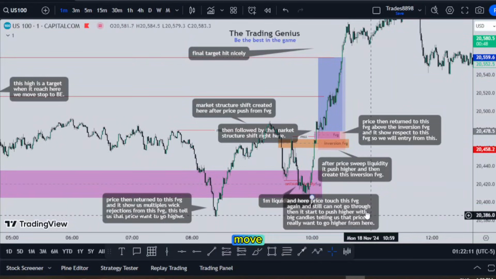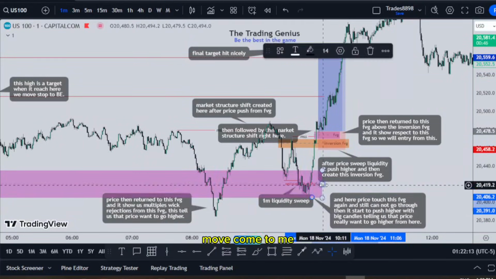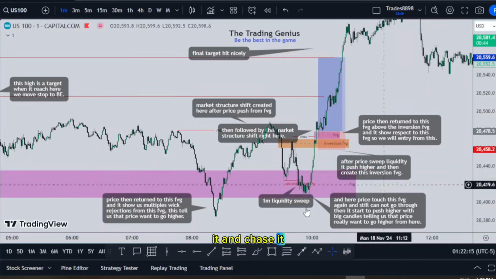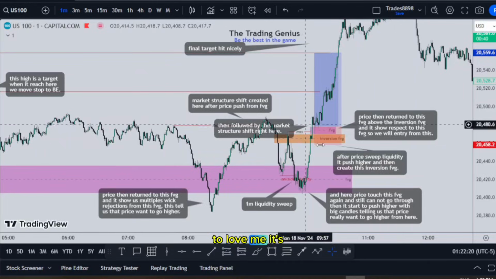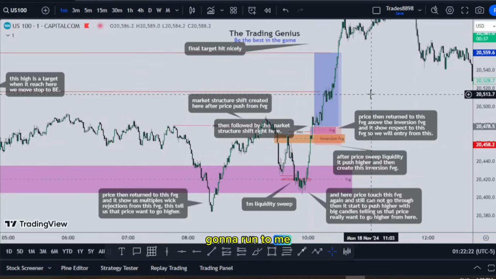I don't need that move. I'm going to let the move come to me. I'm not going to pursue it and chase it down. If I got to chase it, it's not in love with me. I want my setups to love me. It's going to run to me. It's going to want to come to where I am. It's going to chase me down. I'm waiting right here for you, love. And if you don't want to come to me, see ya. You went back to the streets.